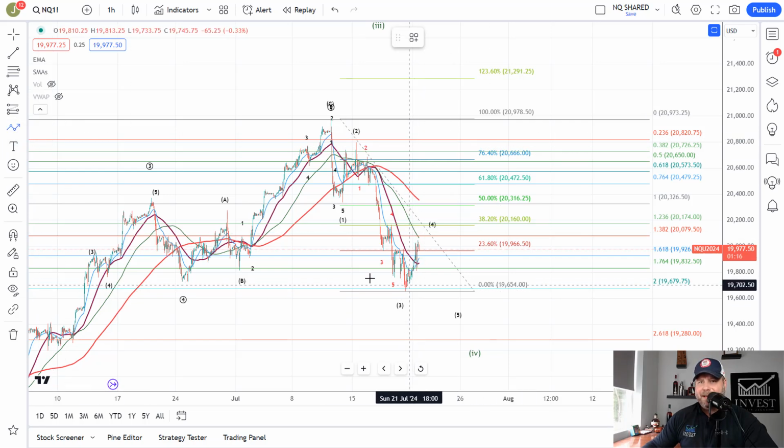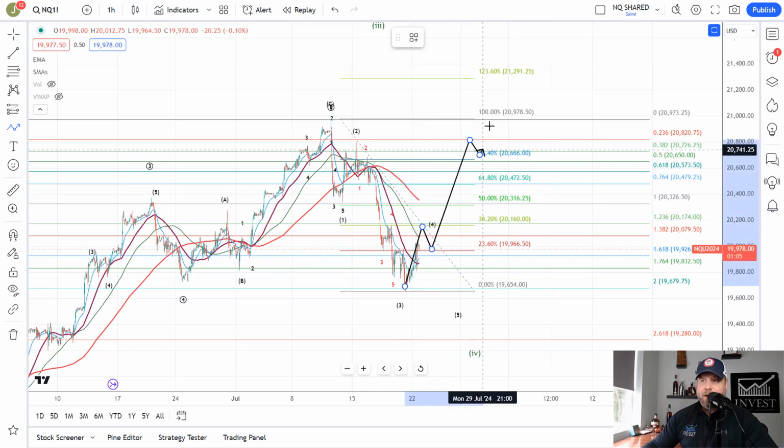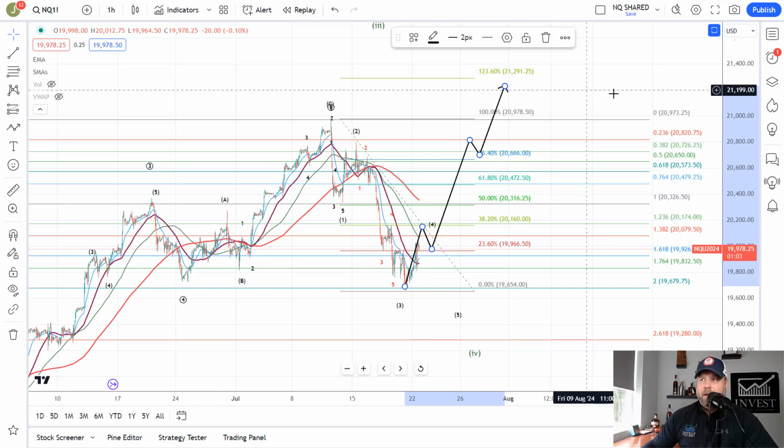The other option is NASDAQ came down to its previous wave 4 low. And if that's the case, we could have put in a bottom already. And NASDAQ is going to look to try to make a new high off of this low, up near the 21,291 area for its next move.